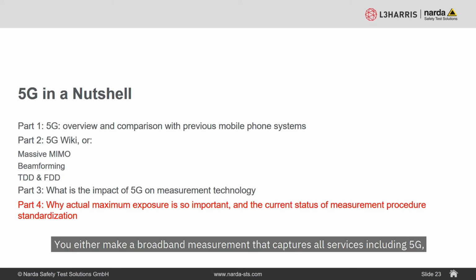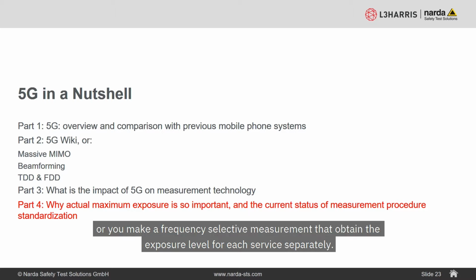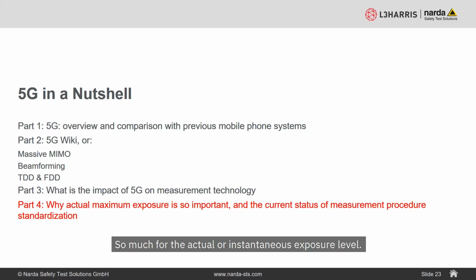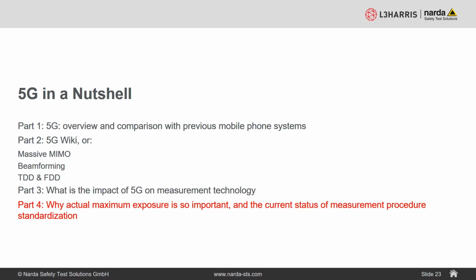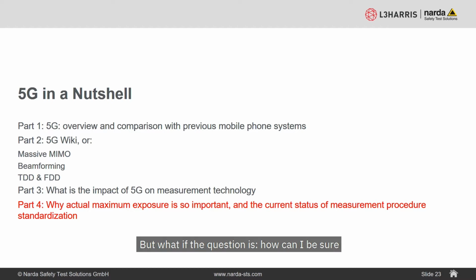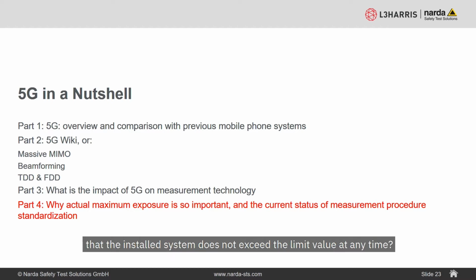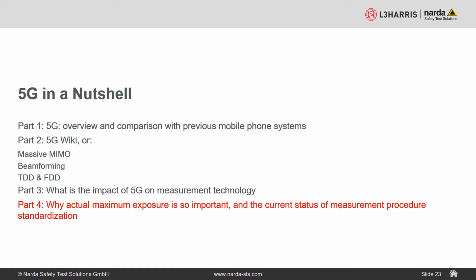You either make a broadband measurement that captures all services including 5G, or you make a frequency selective measurement that obtains the exposure level for each service separately. So much for the actual or instantaneous exposure level. But what if the question is, how can I be sure that the installed system does not exceed the limit value at any time? The answer then is not so simple.